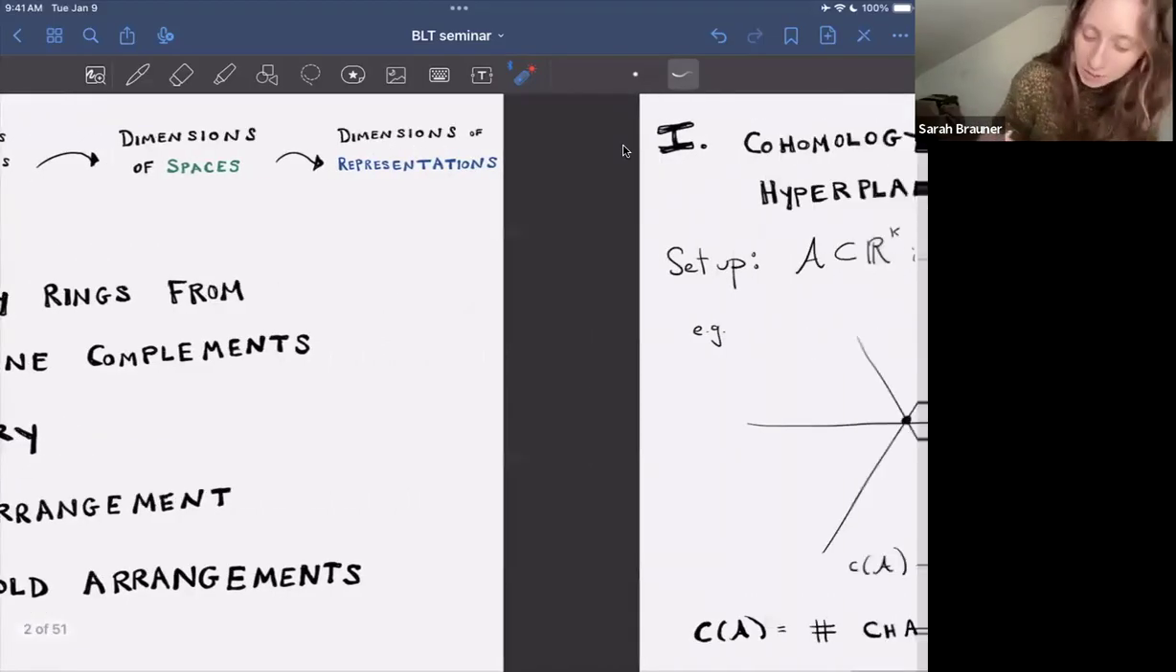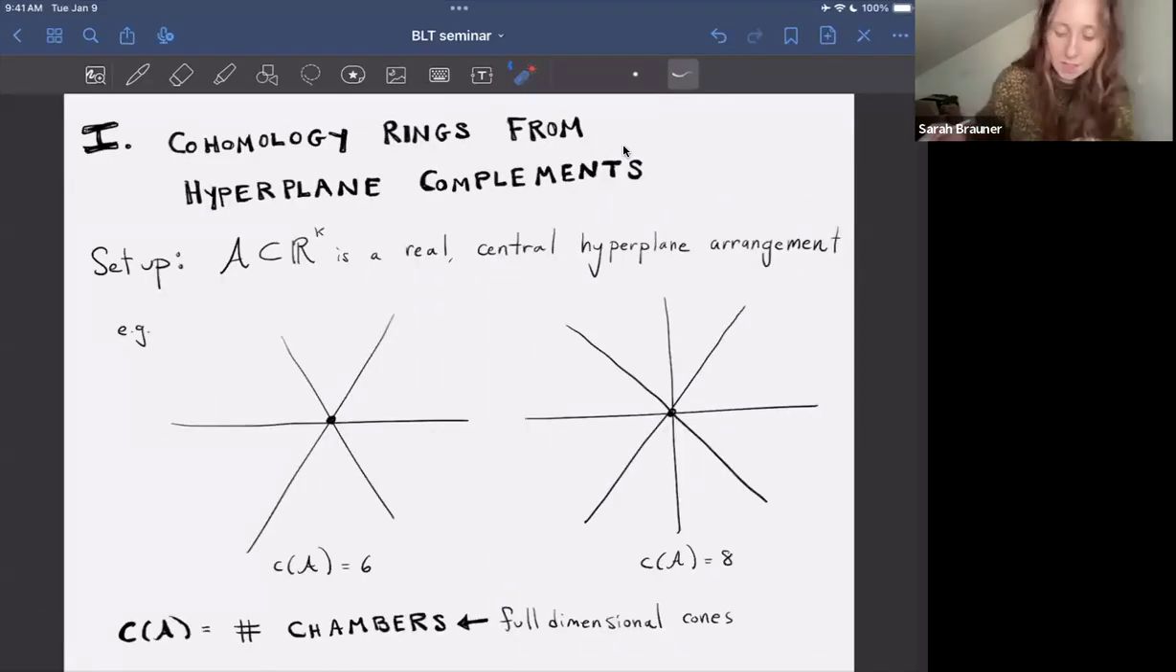Okay, so I want to start with thinking about these cohomology rings. The setup today is that I have some real hyperplane arrangement, and it's going to be central, which means that the hyperplanes intersect at the origin. Here are two examples of real central hyperplane arrangements. One integer sequence we're interested in is the number of chambers, which is the number of full dimensional cones that these arrangements cut out. You can see these are my chambers, they're maximal dimensional cones, and there are 6 of them in this case, and 8 of them in this case. In general, I'll write the number as C of A.